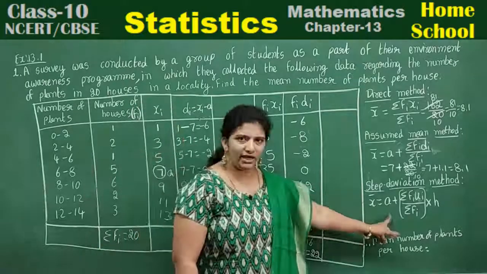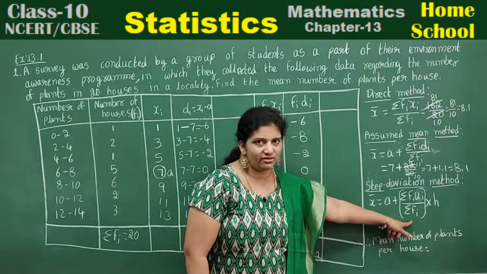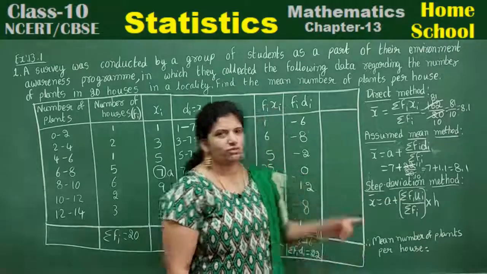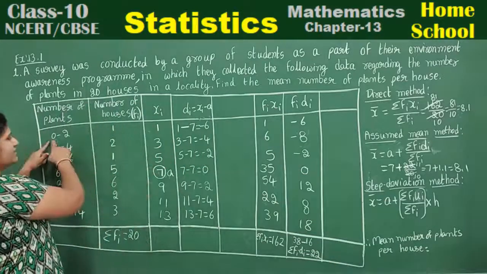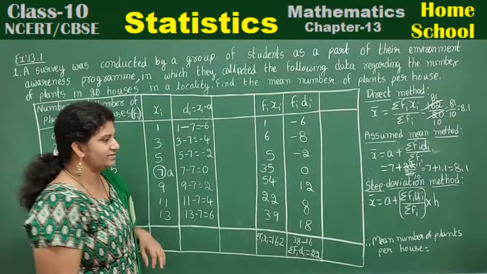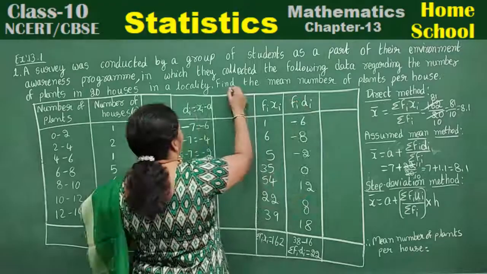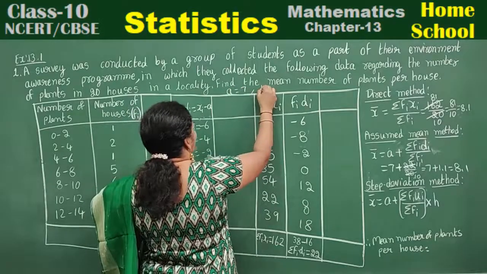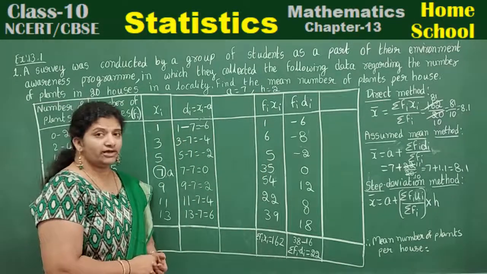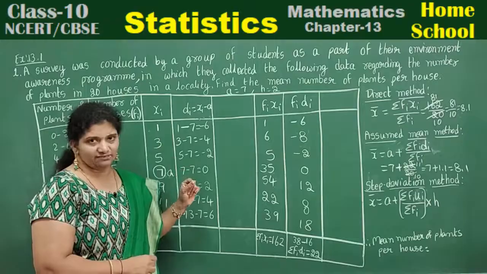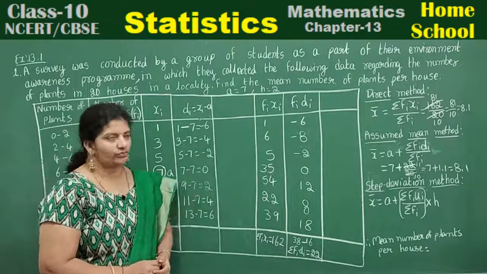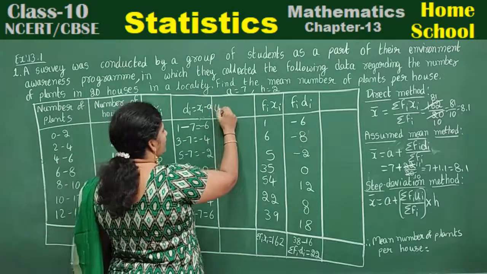What we need? We know A. We know summation Fi. We need to find Fi Ui and H. What is H? See the class size. 0 and 2, 2 minus 0 is 2. 2 is the class size. You can write here, A is equal to 7 and H is equal to 2. In your notes, carefully write assumed mean is equal to 7 and H is the class size that is equal to 2.